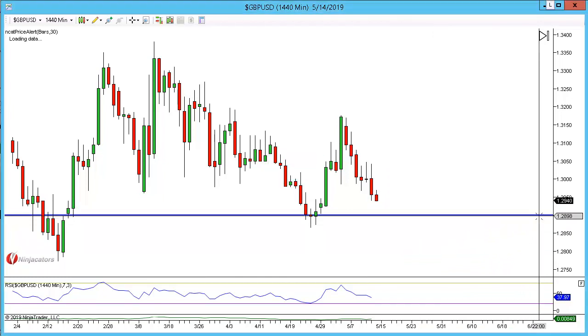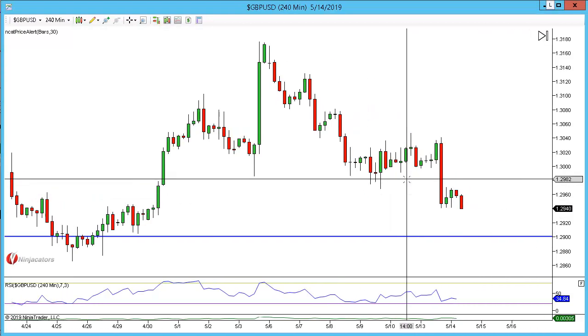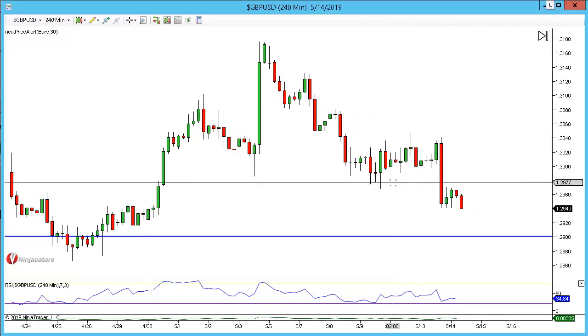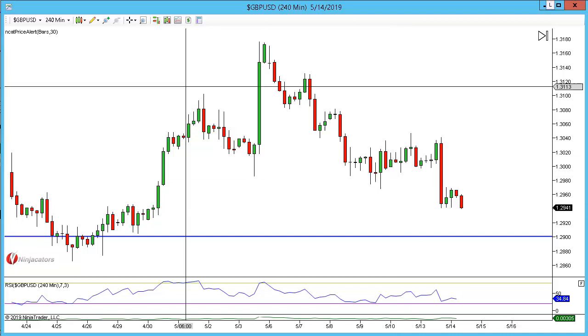Let's check out the 240 here on the 240. Now for the low and tight flag, I can only take them in a few situations.